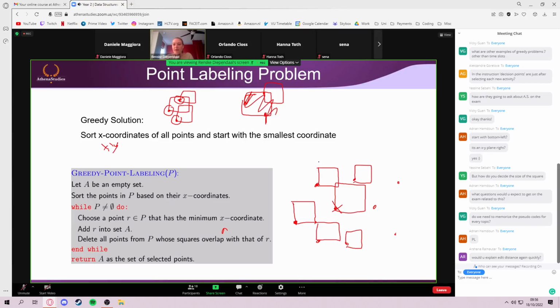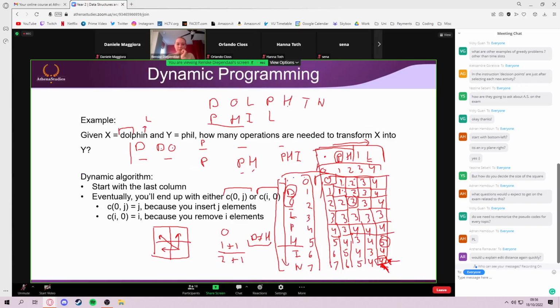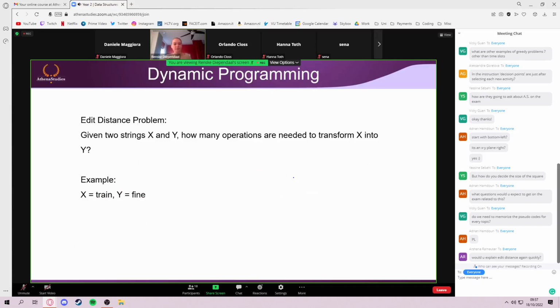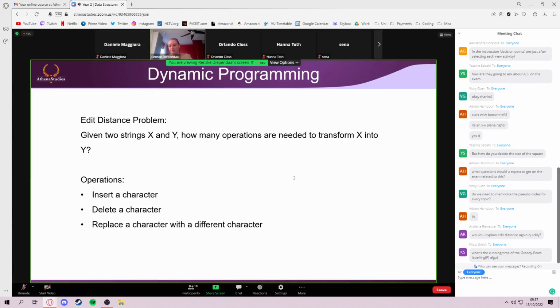Okay, would you explain the edit distance again quickly? Yeah, of course. So the problem is that you have two strings x and y, and you need to change x into y. You have several operations to do so. You can insert a character, delete a character, or replace a character.